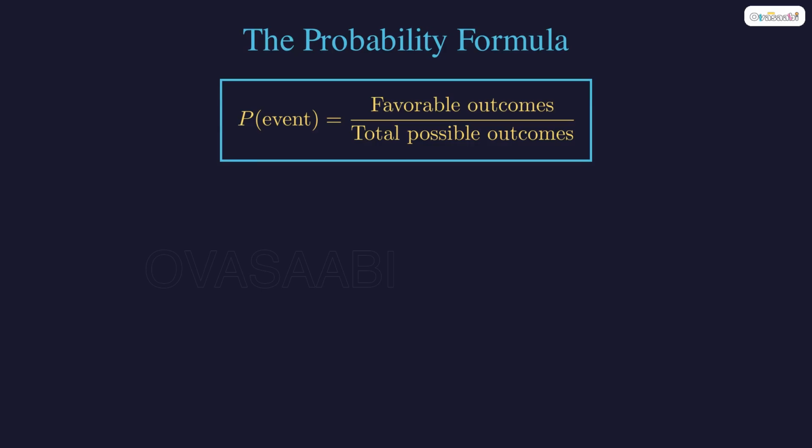The formula is probability equals number of favorable outcomes divided by total possible outcomes. Favorable means the outcome we want. Possible outcomes are all outcomes that can happen.